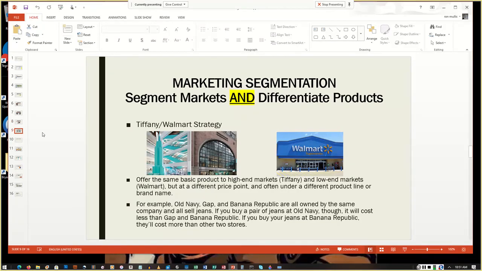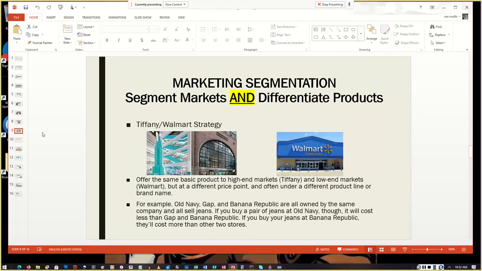It's important to avoid cannibalization when you're segmenting the products. Cannibalization occurs when new products steal customers and sales from older products. In order to differentiate products and segment markets, marketers use a strategy called the Tiffany Walmart strategy. They offer the same basic product to high-end markets, so that would be the Tiffany segment. And then for the low-end markets, that's the Walmart segment, but at a different price point.